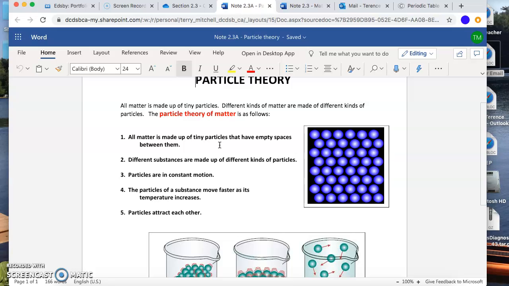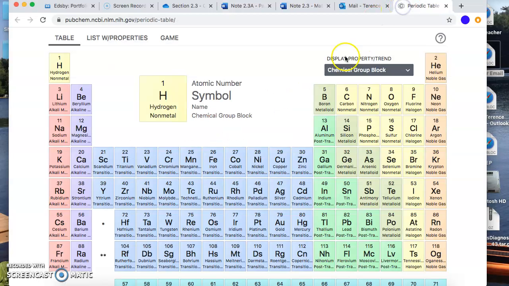Different substances are made up of different particle types. So going back to our periodic table, gold is made up of gold particles. Boron is made up of boron particles. Potassium is made up of potassium particles. And so different things are made up of different particle types.